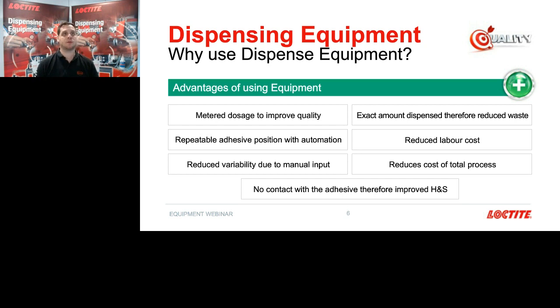If you link this up with some automation, then not only do you get an improved amount of adhesive, but you can also have a better repeatability with the position of the adhesive. What that does is reduce the variability due to your manual inputs. And then that, in turn, reduces your labour costs and reduces the cost of the total process. And the final added benefit of that is you reduce the contact of the adhesive and therefore improve your health and safety.